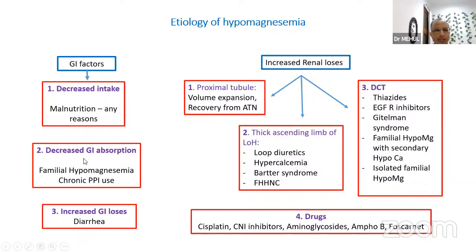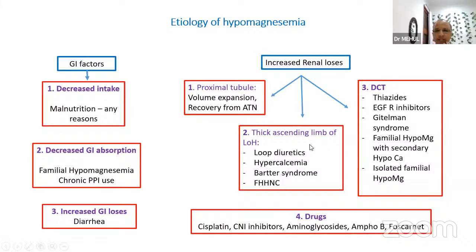It could be because of decreased GI absorption, as in children with familial hypomagnesemia because of TRPM6 mutation or chronic PPI use. It could be because of increased GI losses, a rare cause, but yes, in children with chronic diarrhea, it can contribute to hypomagnesemia. Or it could be because of increased renal losses, either at the level of proximal tubule, when there is volume expansion, or when children are recovering from ATN.